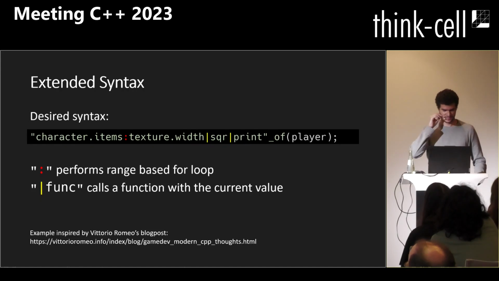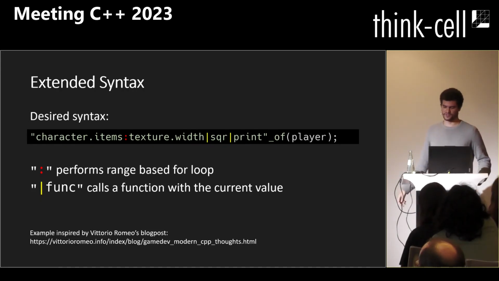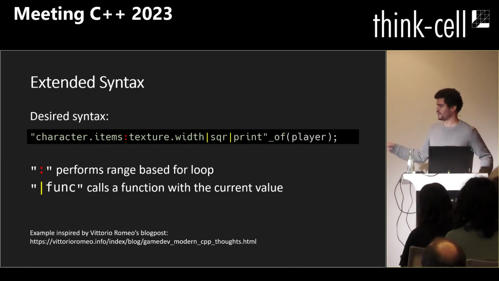Okay, let's extend the syntax and add two new operators. The colon operator will perform a range-based for loop, and the pipe operator will call the function with the current value.